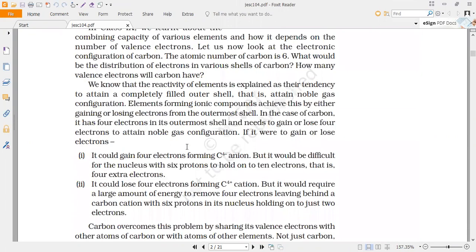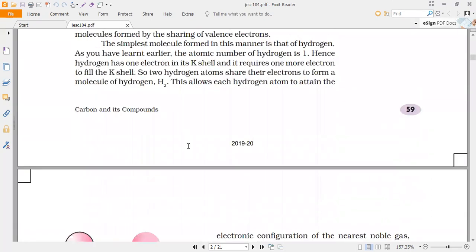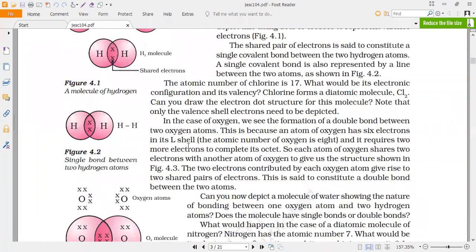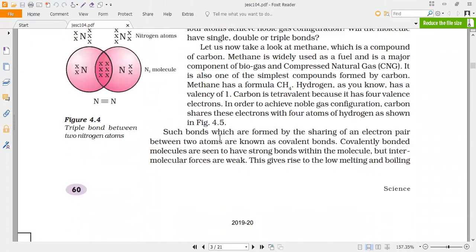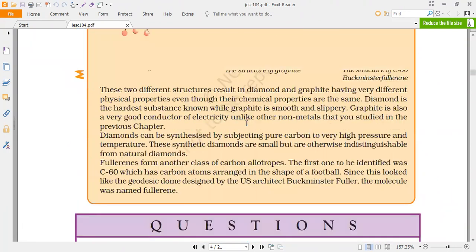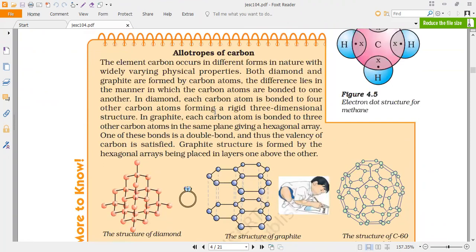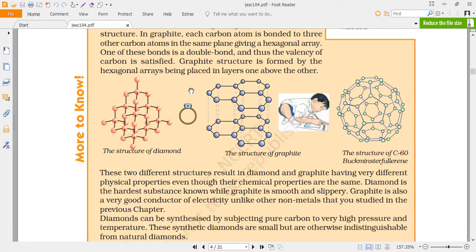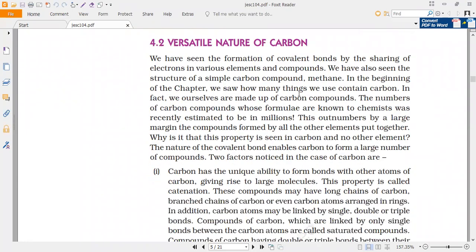Now you can study the versatile nature of carbon and its compounds. Here it will be there. Just wait, I'll show you. All this I will teach you. This is all about compounds, and the allotropes of carbon. We will also study diamond, graphite, as well as fullerenes. Now, the versatile nature of carbon.